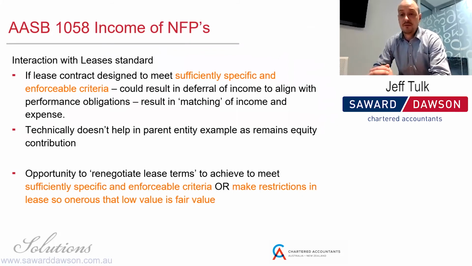So what have we been speaking to some of our clients about? Where you have a friendly lessor, or you get on well with them, you may seek to renegotiate your lease. So if you've got a peppercorn lease and you're happy to go back to your lessor and renegotiate that, you could include sufficiently specific and enforceable criteria within that lease and therefore get matching of the revenue and expense. Alternatively, you could seek to make the lease so restrictive that nobody else would want to come in and pay money to meet those criteria or take over that lease based on those restrictions.